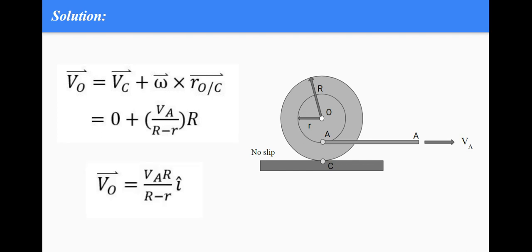Simplified and in vector form, we have that the velocity of O is equal to VA times big R divided by big R minus little r in the positive I direction.